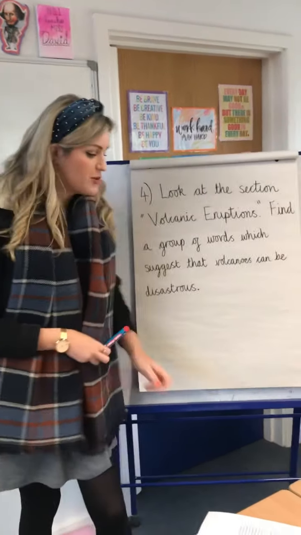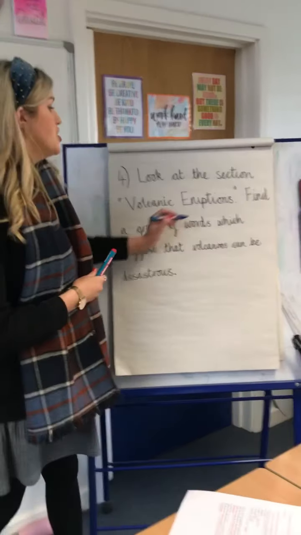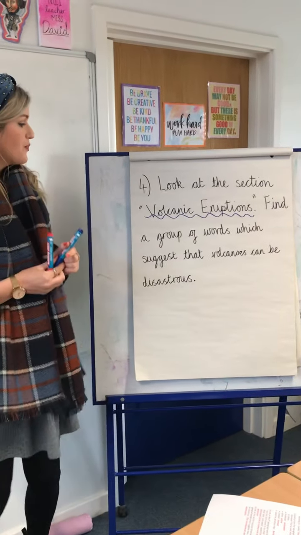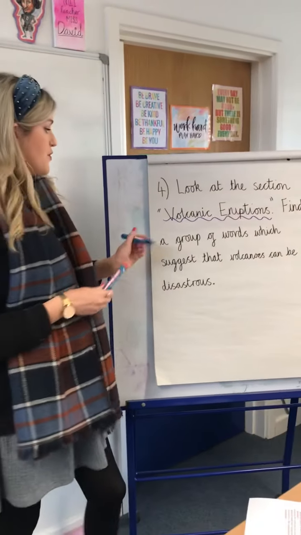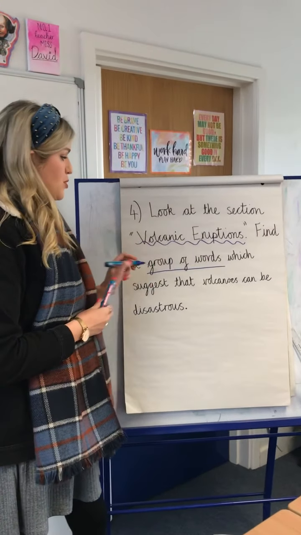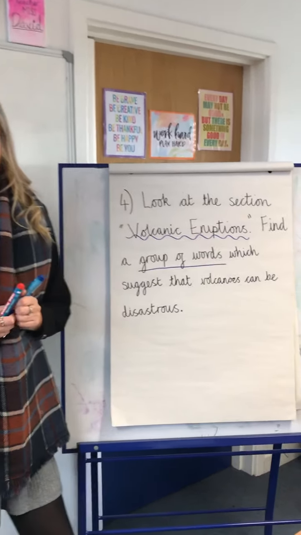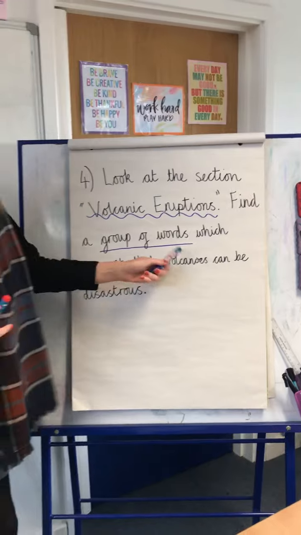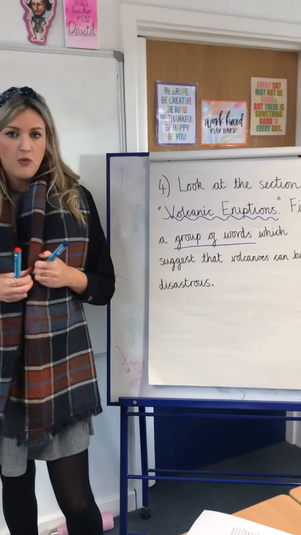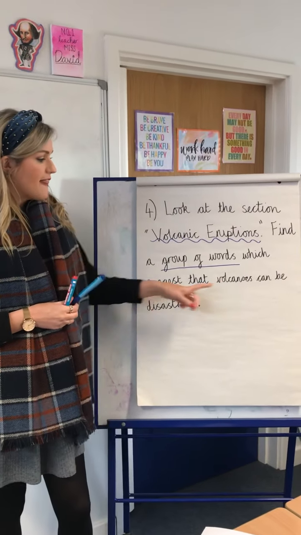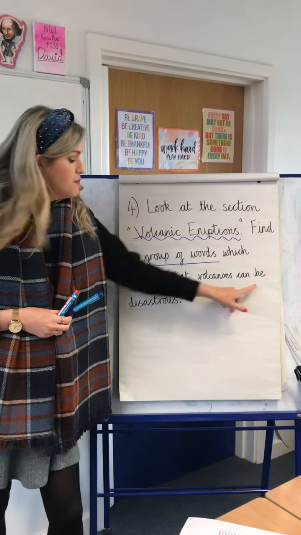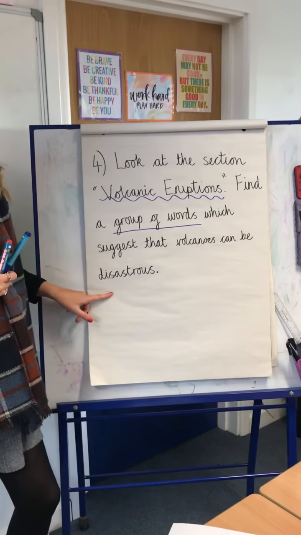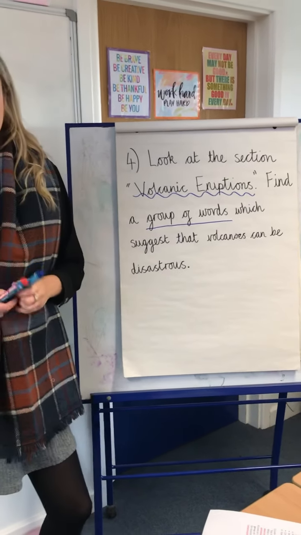Okay, for the last question, we're going to look at the section volcanic eruptions. So find that section. And then this time, we're finding a group of words for our answer. So that could be 2 words, 3 words, more than one, a group of words. And this group of words have to suggest that volcanoes can be disastrous. So if a volcano erupts, it can have a disastrous effect. It is a disaster.